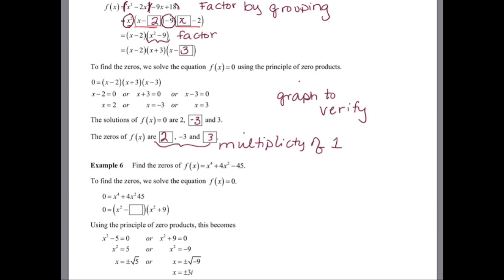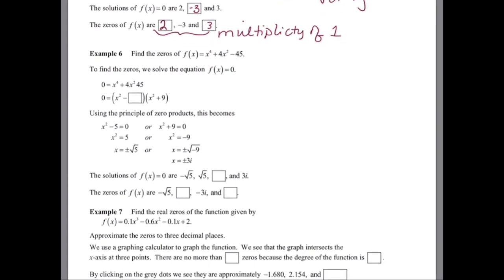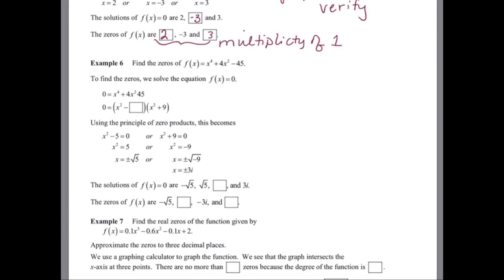Find the zeros of x to the 4th plus 4x squared minus 45. Again, we're going to have to factor. It has 3 terms, so when I look at factoring this, I want to find 2 values that multiply to negative 45, but add to 4. 2 numbers that work are 9 and negative 5, and 9 plus negative 5 is certainly 4.